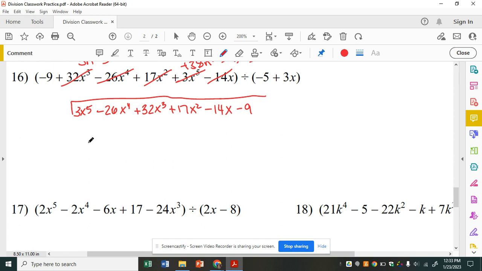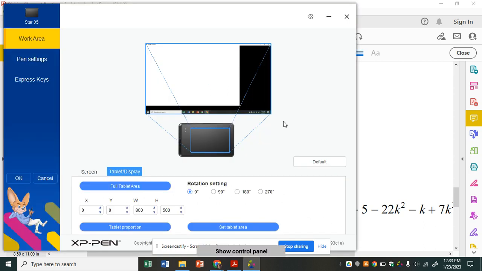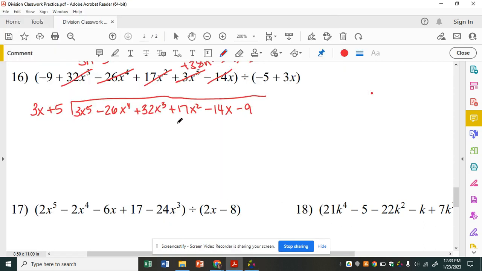So if we look at what we're dividing by, again, we want the x to come first and then the constant number. So rather than writing this as negative 5 plus 3x, I need to rearrange it to say 3x plus 5. That's the only way we can divide this problem, if we have it set up in the correct order. Because now we can go through and follow the corresponding steps.